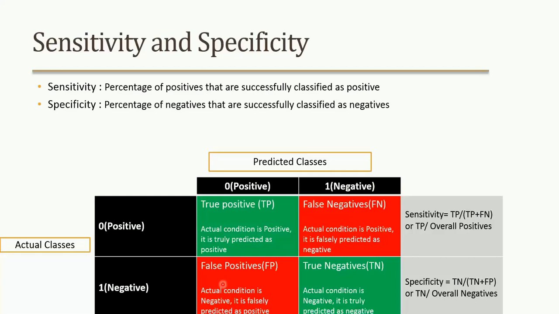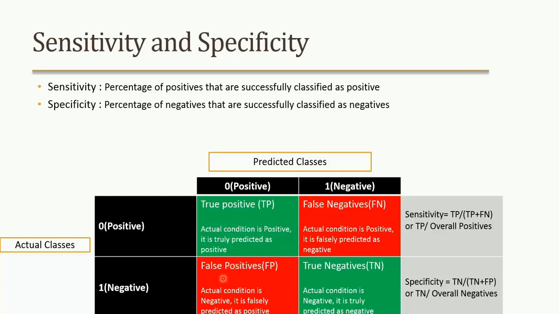Now what is specificity? The same definition applies to negative classes. Out of all the negatives, how many of the records have we actually predicted as negative? The true negatives over all the negatives. The percentage of negatives that are successfully classified as negatives is called the specificity of a particular model.